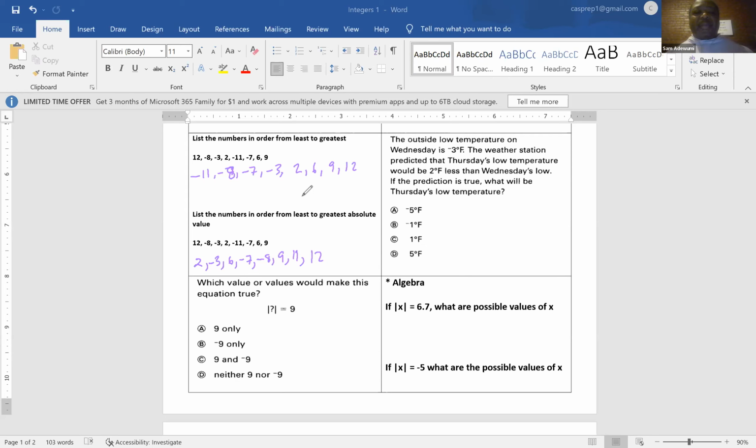All right. So here we go with another application of absolute value, I won't say advanced, but maybe 7th grade advanced. So we have a question mark, and the question is asking us which value or values would make this equation true. I got a bunch of people. Ariana. It would be C, 9 and -9. All right. Can you break it down for us real quick? Because the absolute value of 9 would be 9, and the absolute value of -9 is 9.